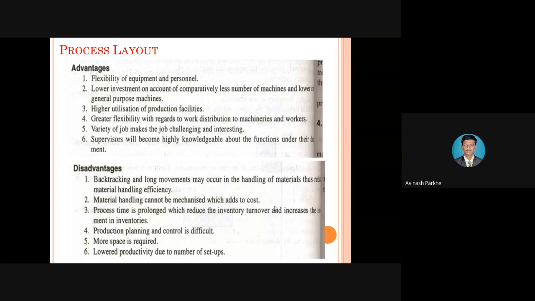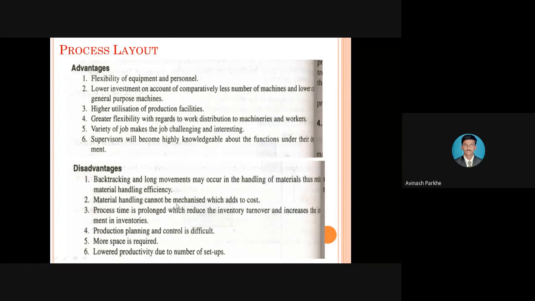Sometimes backtracking is also taking place. We perform all the operations on the lathe machines, then we move to the milling operation. But by mistake, some lathe operations are remaining. And we observe that some lathe operations remain. So what we do is take that product again from the milling location back to the lathe location. That means backtracking is taking place. Such situations happen in the process type of layout.